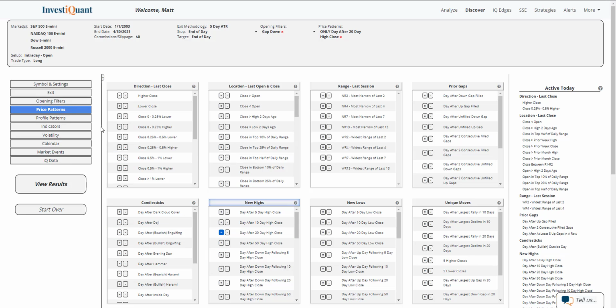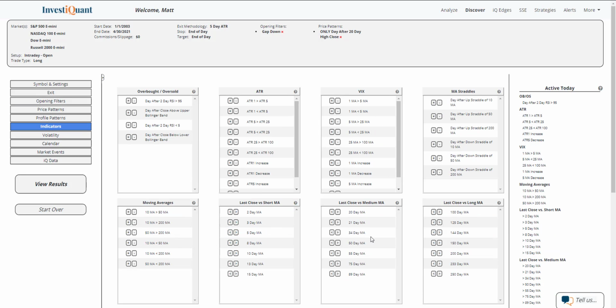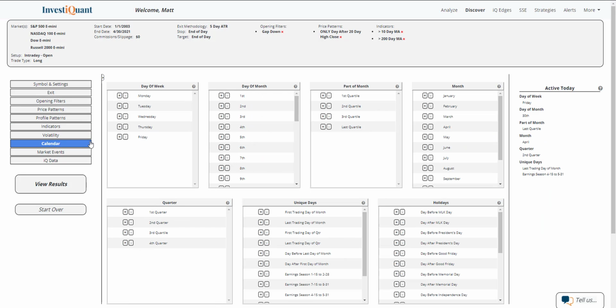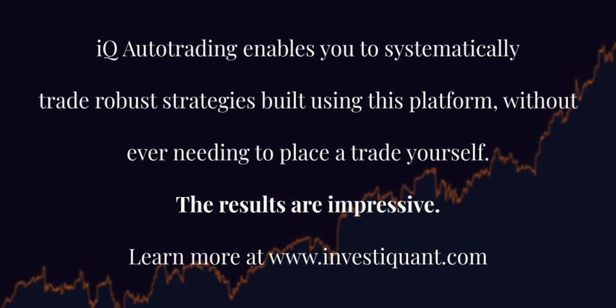All right, next I'm going to go into the indicators section. Put us above a 10 and 200. Probably don't need that 10 there, but above the 200-day simple moving average. And then lastly, in the calendar section, I'm going to say it is the last trading day of the month. That is available here in the active today section, also available in the unique days section, one of the many things that we have available within our calendar library. So now that I've got this set up, let me go ahead and hit view results.